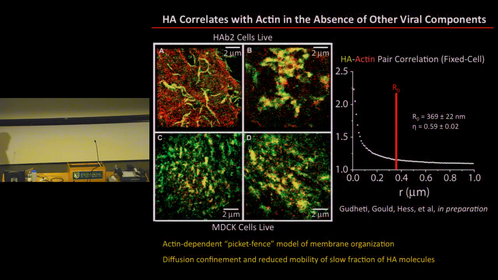And here's the statistical analysis. The pair correlation shows HA and actin are correlated on length scales of a few hundred nanometers. Again, consistent with that actin corral size. And it's true in different regions and different cell types. So this is a kidney cell and this is a fibroblast.